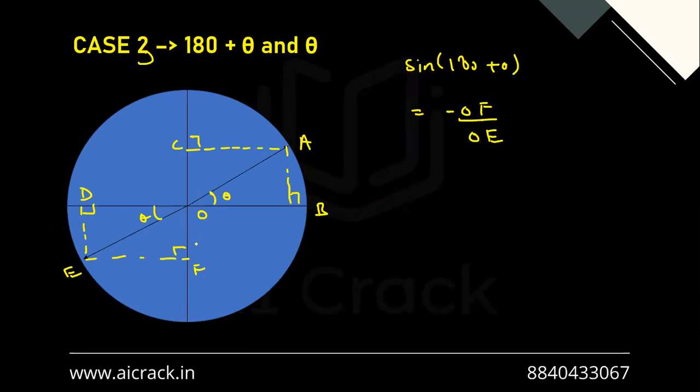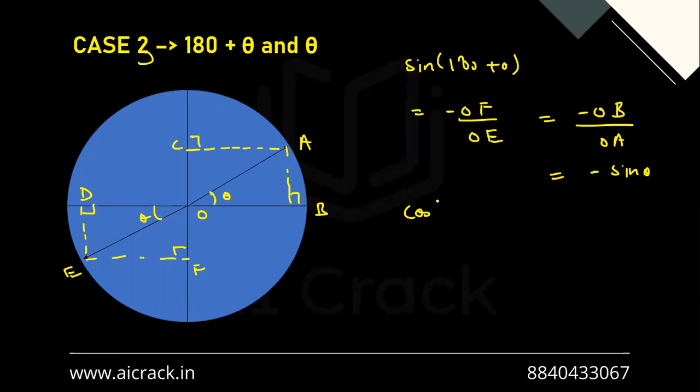Now I'll assume that you understand the congruency part. So OF equals OB, right? And this OE equals OA. So what we got over here is minus of sine theta.